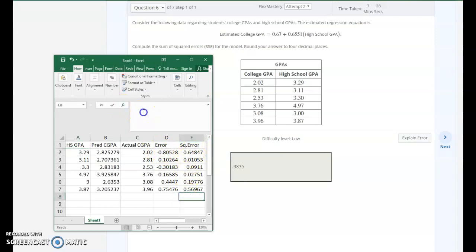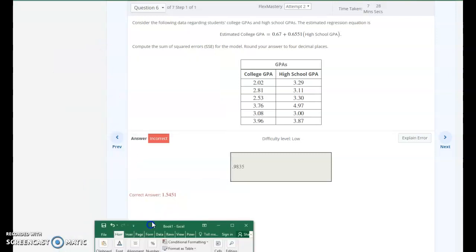And then the last thing we need to do, because it is called the sum of squared errors, it's literally telling us here what the formula is. We're just adding these up, and we should get 1.5450. It says round the answer to 4 decimal places, so we'd have 1.5450.